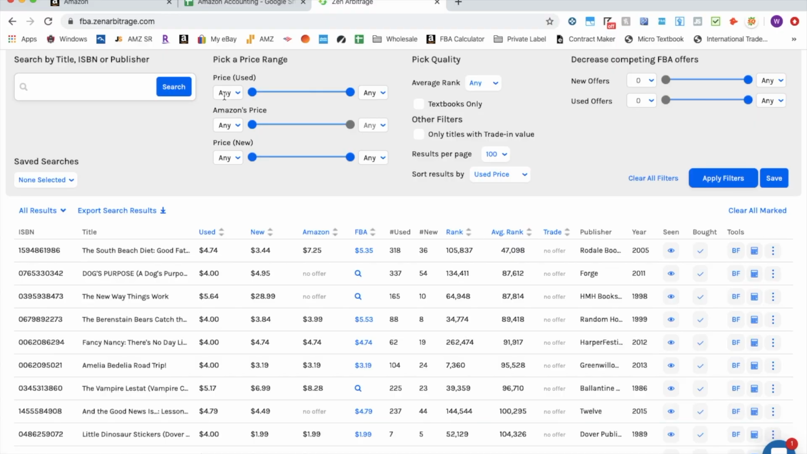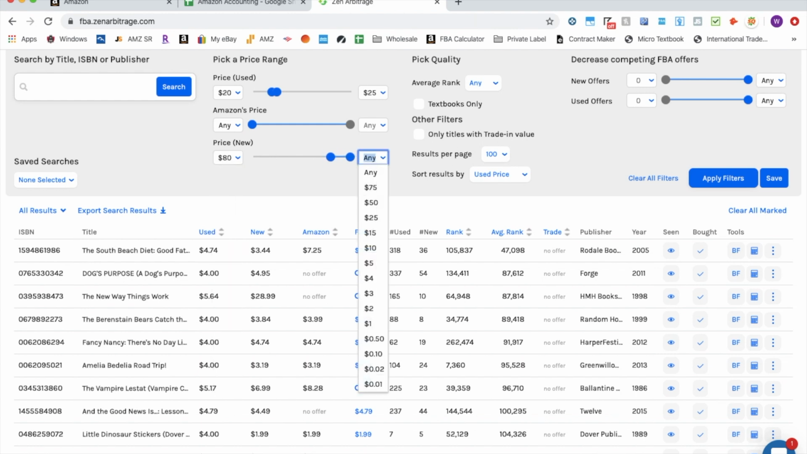Let's just jump in. Now that we are actually within Zen Arbitrage, I'm going to go ahead and set up our search filters here. I'm going to start by looking at maybe some more expensive books. Let's go 20 to 25. We're actually going to skip Amazon's price, and then for the new price we're going to go in at 80, and that's to follow something I like to call the rule of thirds.